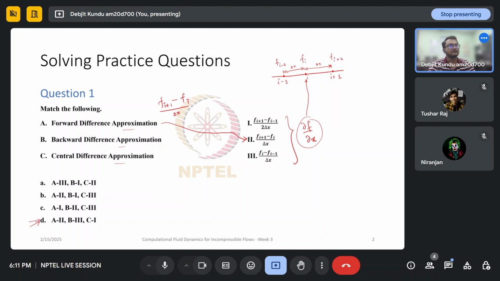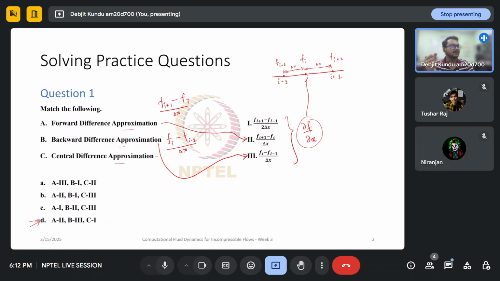And what happens in backward difference approximation is simply the opposite. So we will go backwards. If we are considering fi, then we have to go towards fi minus 1, I minus 2, I minus 3, and so on, depending on the number of points that we need. So this one will be fi minus fi minus 1 divided by delta x. So this matches with option 3. So B should match with 3.